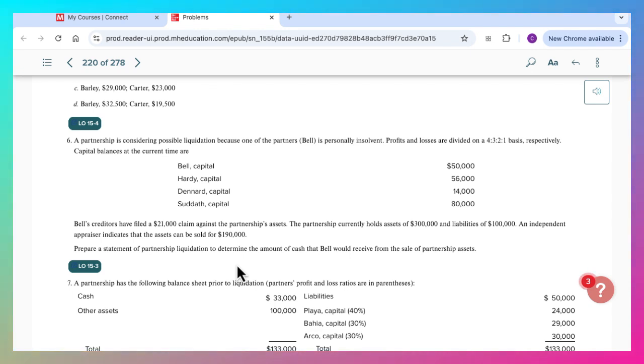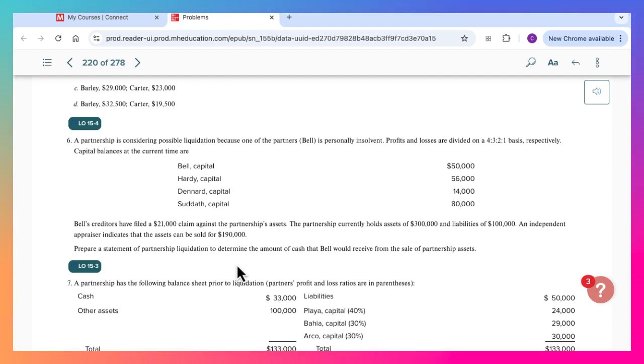Series of short videos. In this series of videos, we're going to be discussing Chapter 15, which deals with partnerships, specifically termination and liquidation of partnerships. So we're going to work on a problem here. It's going to be problem 15-4. And if you look at the screen here, it's up on the screen.